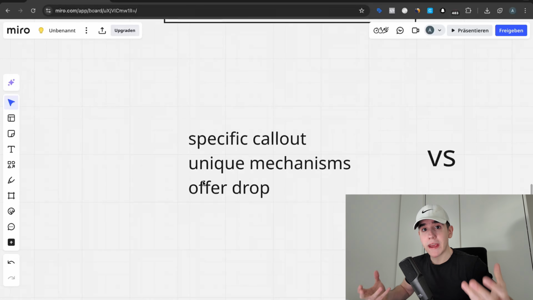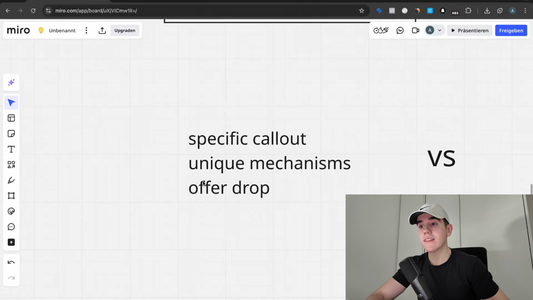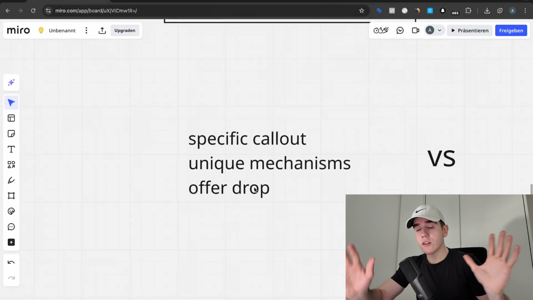It's a trade-off that makes sense to make. Okay, so this is exactly what I would do. Now, second thing is unique mechanisms. So what is a unique mechanism?